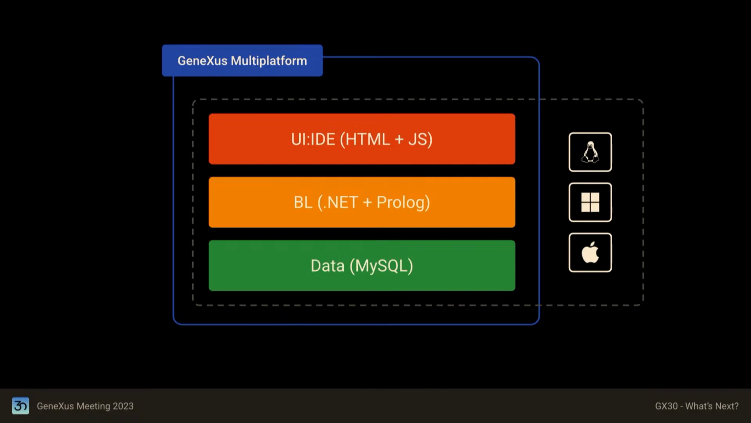And this is what we call GeneXus Multiplatform. Something else I haven't told you is that this computer I've got is one of the new ones that has an ARM64 processor. So apart from running on Intel 32 and 64, it would also run on ARM.